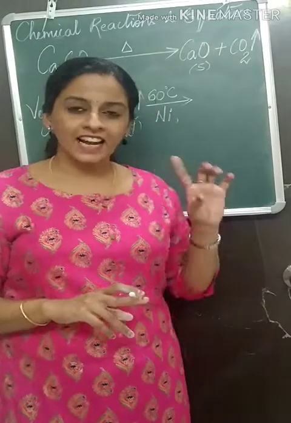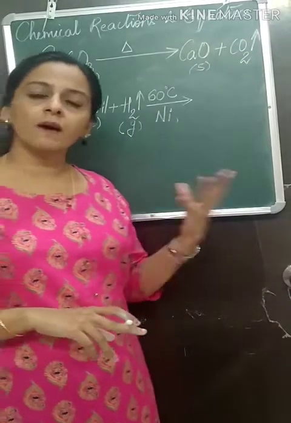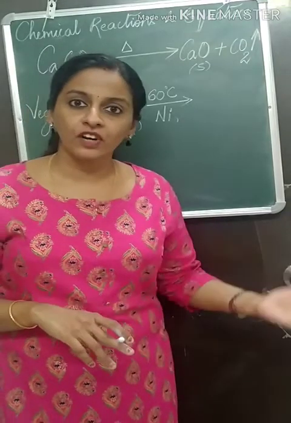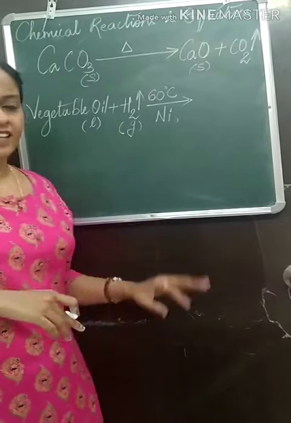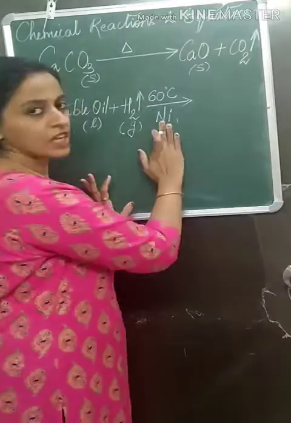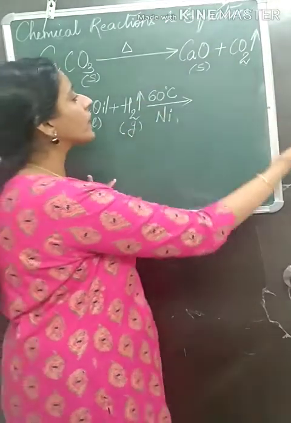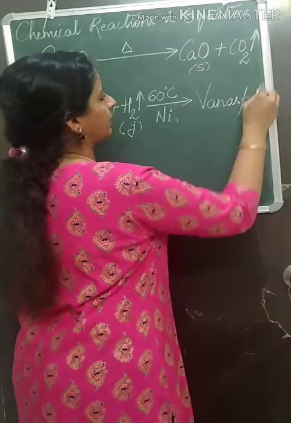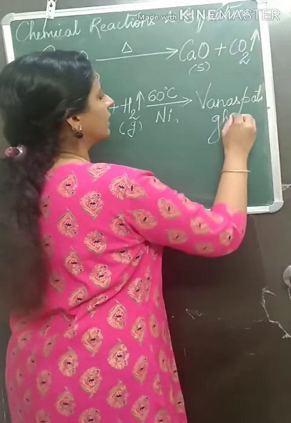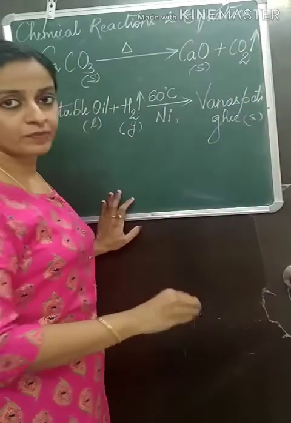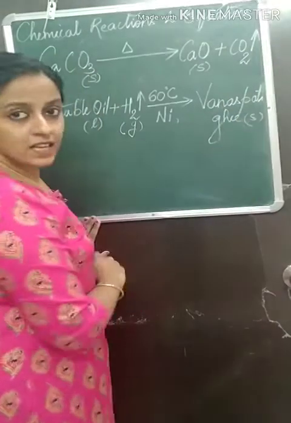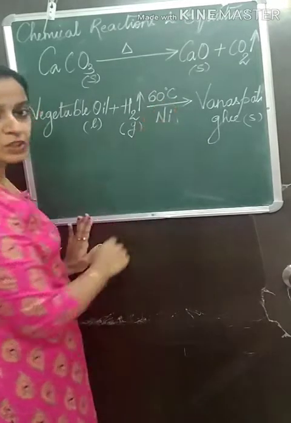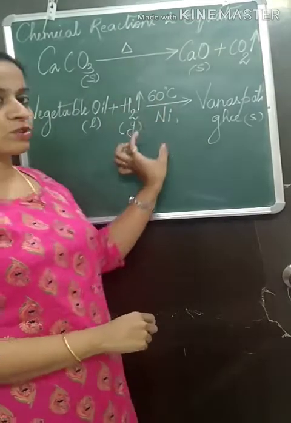The catalyst is a substance that speeds up the rate of a chemical reaction. It speeds up the reaction without actually taking part in the reaction. So here you have to use nickel as catalyst, and what do we get as the product? We get Vanaspati ghee, which is in solid state. So states are mentioned, and important features for the reaction to take place are also mentioned.